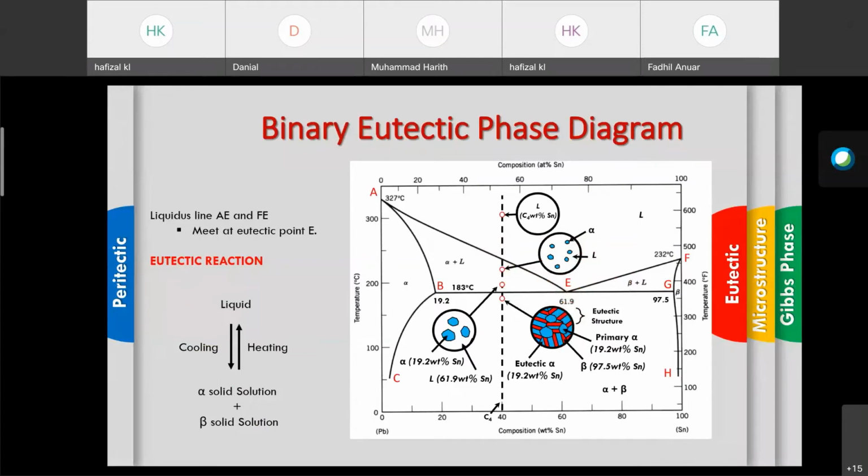This is where we call point E a eutectic point, where the temperature at this area is 183 degrees Celsius, and this temperature we call the eutectic temperature.